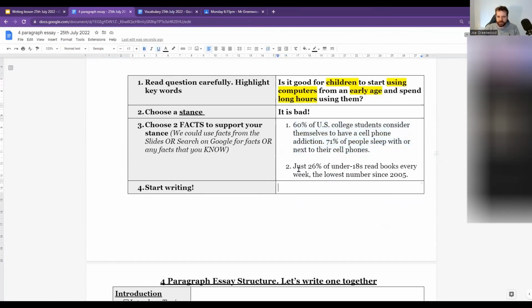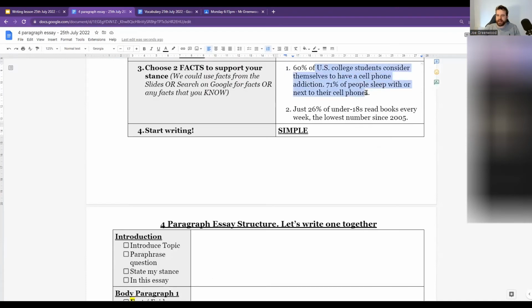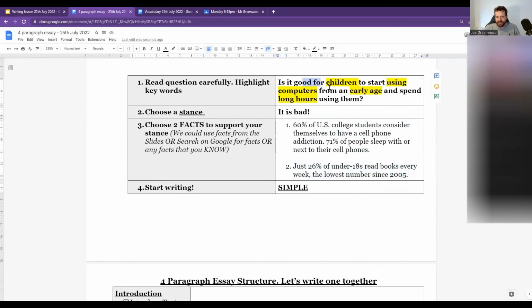Okay, so now we can start writing. That's it. Simple. That's the whole plan. That's all we need to do, get 2 facts. So let's take fact number 1 and think about, okay, so we're going to talk about addiction and reading as our main reasons that it's bad for children to start using computers from a young age.